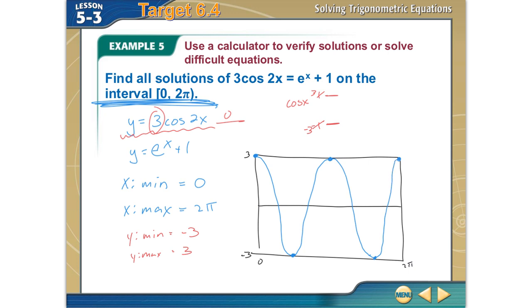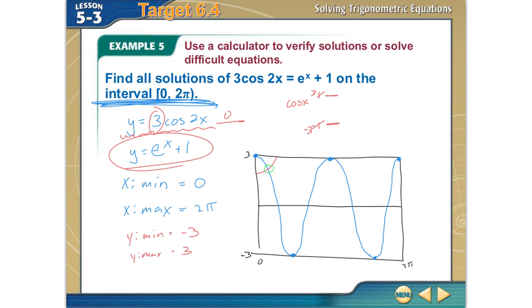Said no one ever. Okay, then we have our e to the x function. Okay, I'll do that one in red. And our e to the x function just kind of peeks out in that upper corner of the graph. So by visual inspection, there is only one point of intersection.